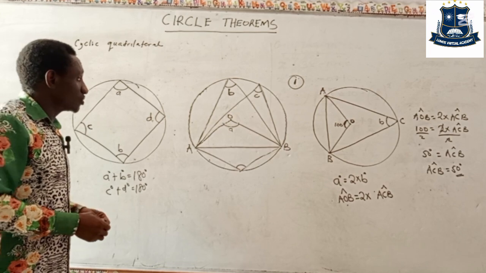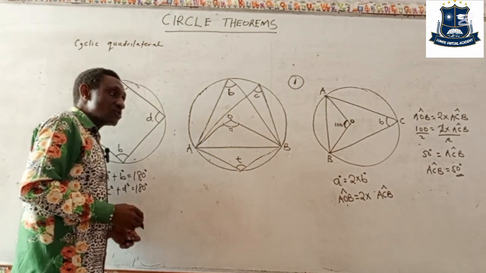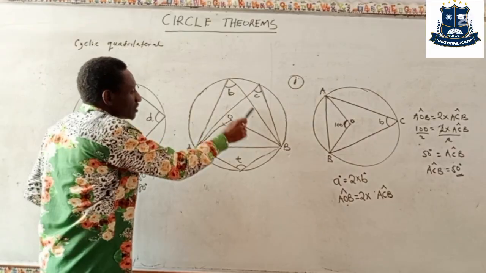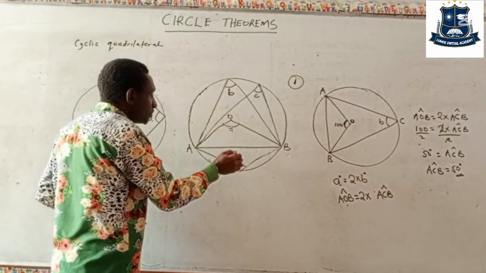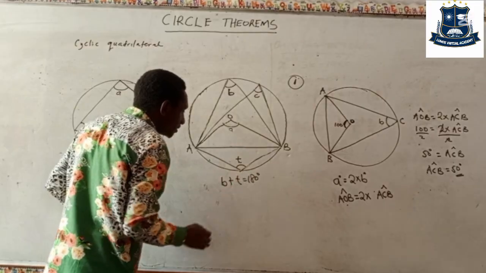It's a cyclic quadrilateral. So that means that if here is T, because this is also a cyclic quadrilateral, that will mean that B plus T also equals 180 degrees.